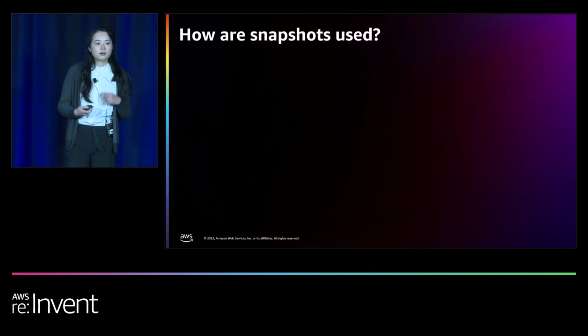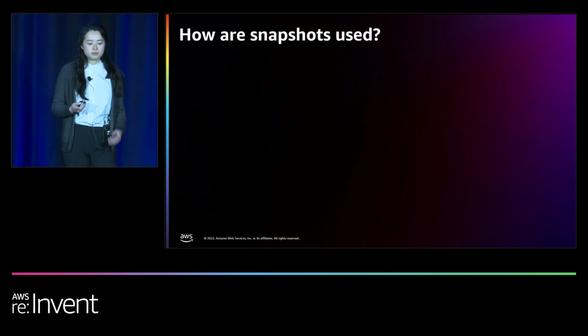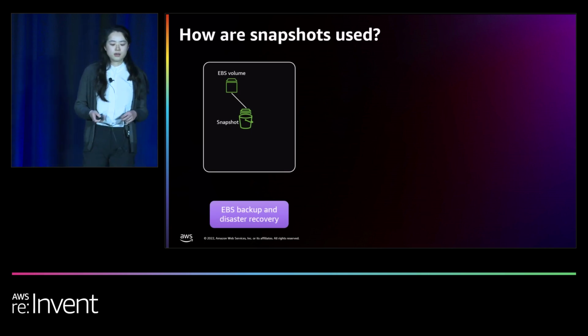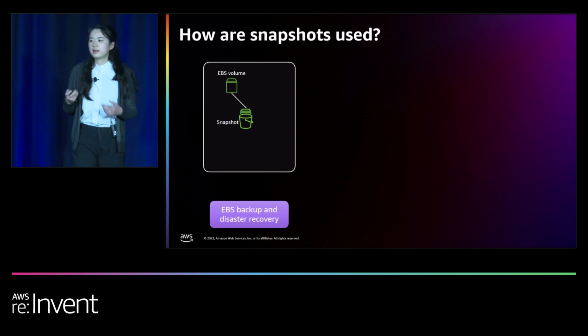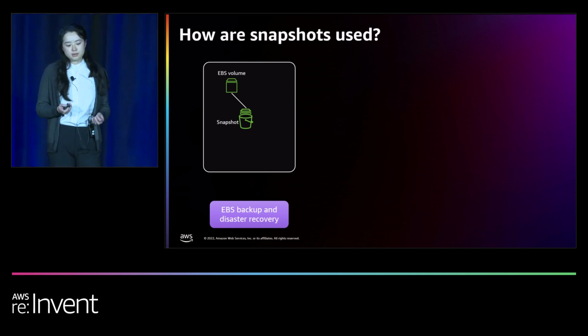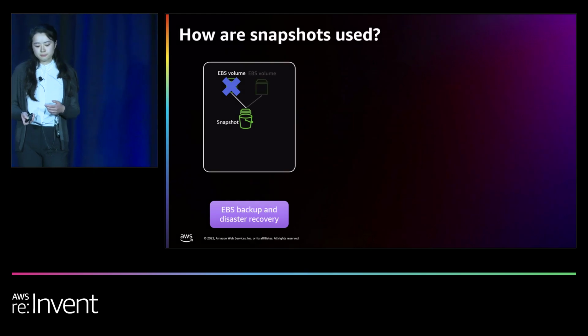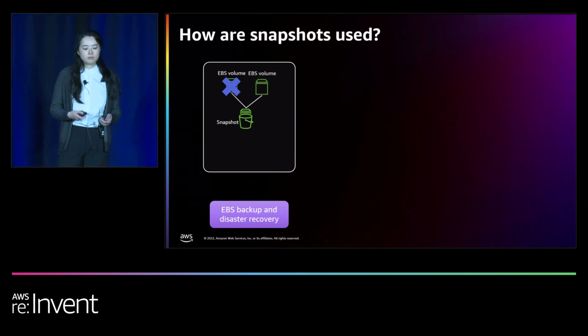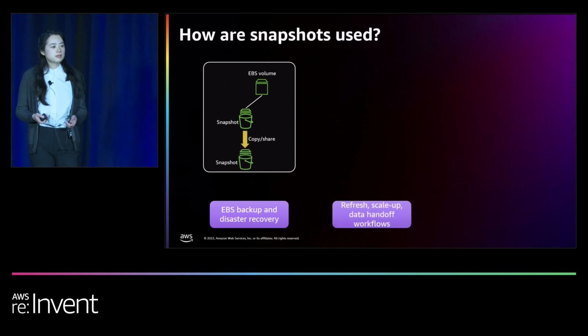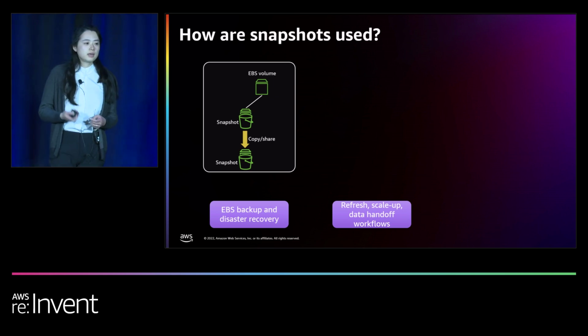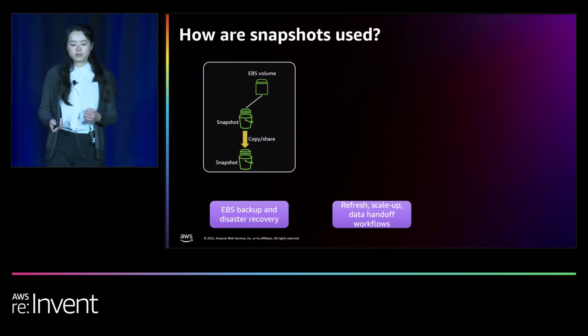Now, from our side, we see three main use cases that customers use Snapshot for. First is what we call EBS backup and disaster recovery, and that's how we started. Say you have an EBS volume, you take a snapshot of this volume for a daily backup. Something, let's say, bad happened to this volume, and you need to restore your workload. You can simply launch an EBS volume from this snapshot and restore. We have also seen customers increasingly copy the snapshot across account and across region for their disaster recovery practice. The second type of use case is what we like to call refresh, scale up, and data handoff workloads.